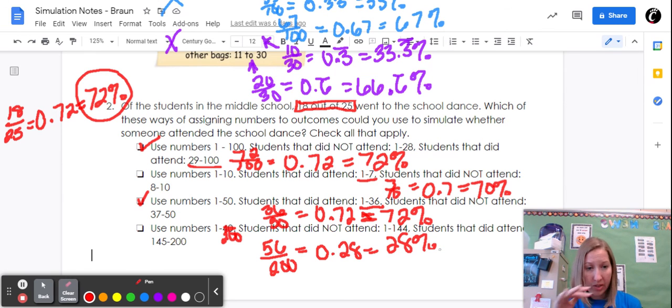We could actually reverse this simulation, because if we would have said the numbers 1 to 144 are the students who did attend, then that would have given us the correct simulation, because we would have ended up with 72%. But with the way it's written, that's not going to work. So the way they're written, only these two that we checked off would provide a correct simulation, one that would match closely to our actual probability.